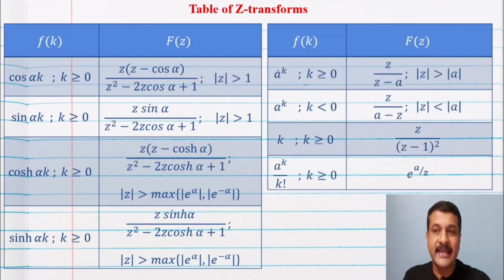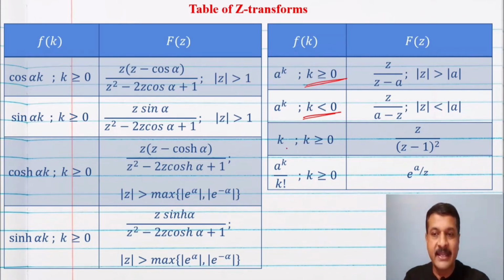Note that here a raised to k, where k is greater than or equal to 0, then the z transform of a raised to k is z upon z minus a, where mod of z is greater than mod of a. And a raised to k, when k is less than 0, means the condition k is less than 0, then the z transform of a raised to k is z upon a minus z, where mod of z is less than mod of a.